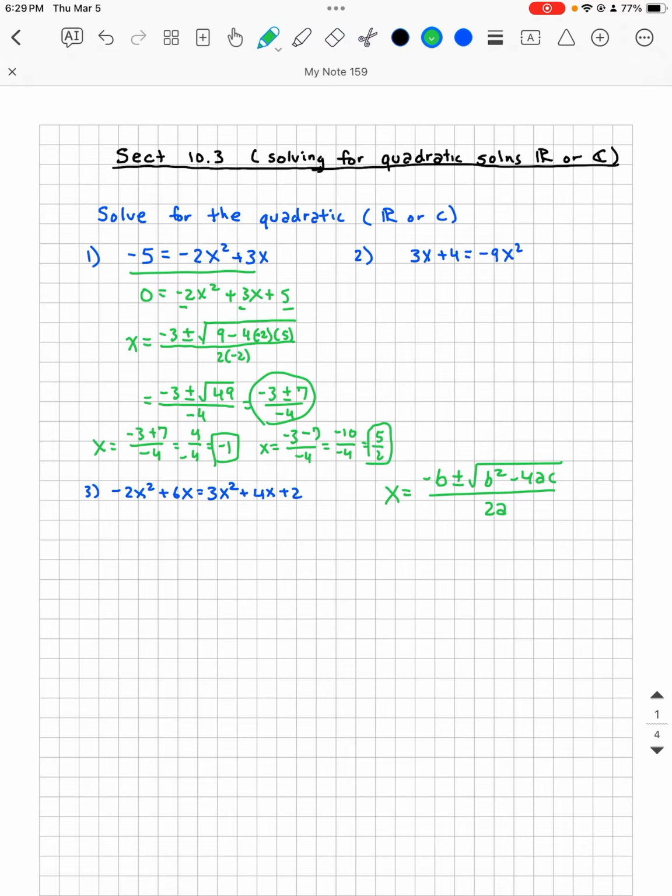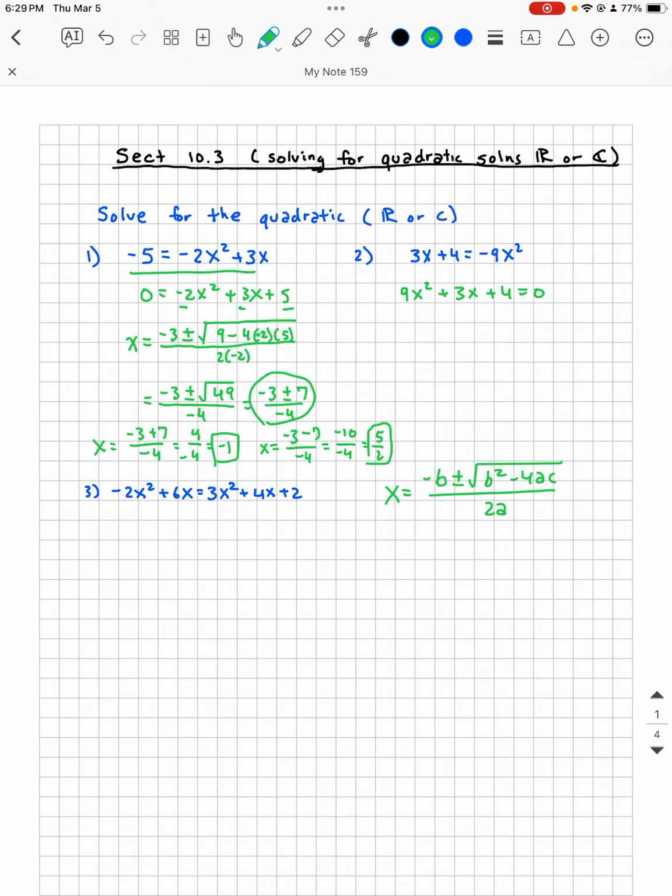Now, for the second one, we'll do exactly the same. And this is the one where I'm going to tell you the solution is going to be imaginary. Not necessarily because of the way it's formatted, but because I wrote it this way. So, once again, same idea. We're going to put everything into one side and then solve. This time I'm going to move it all over to the left-hand side, giving you 9x squared plus 3x plus 4 is equal to 0.